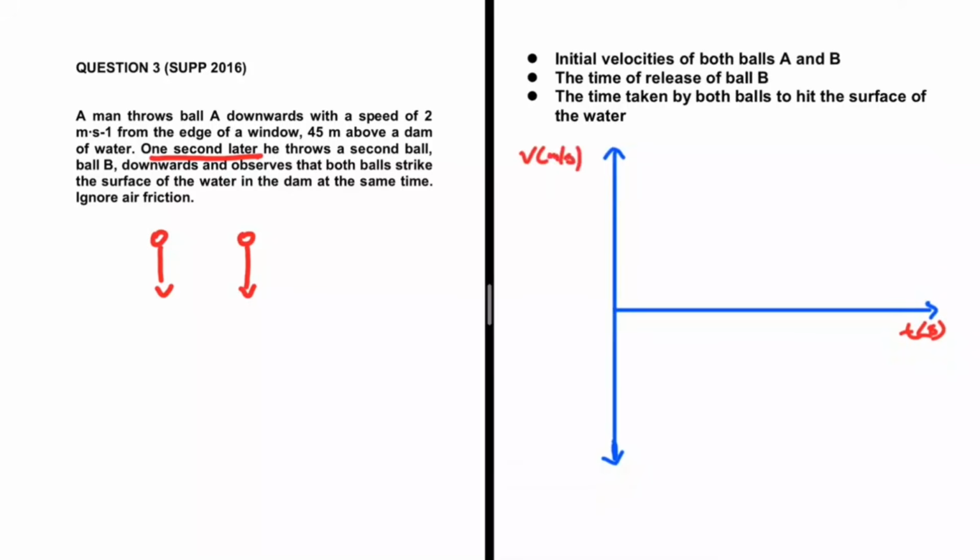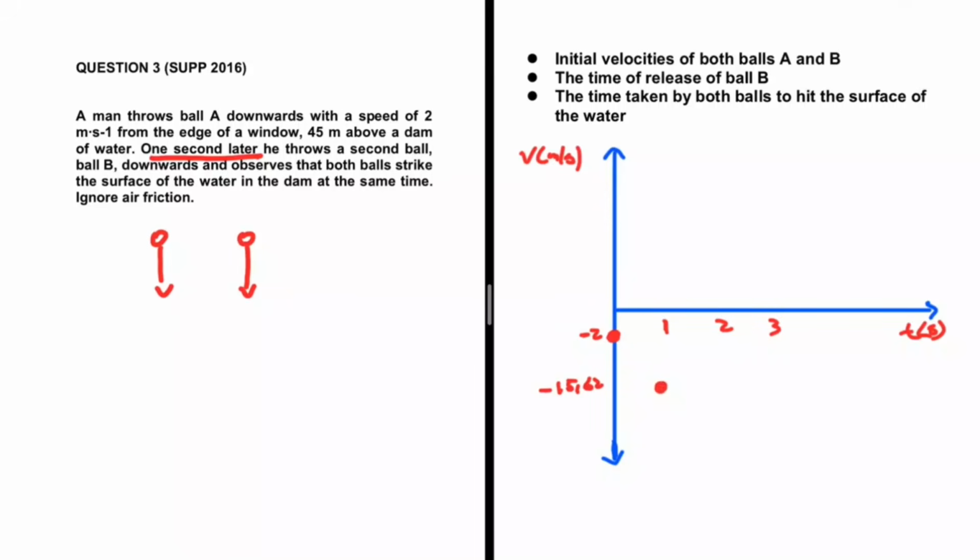Because ball A strikes the ground in 2.83 seconds, on the time axis we can have 1, 2, 3. The initial velocity for ball A is minus 2 meters per second. That is at t equals 0. So we have a coordinate right there. And for ball B, the initial velocity is 15.62 meters per second downwards. So let's go ahead and have minus 15.62. It is at t equals 1. So this is the first point for ball B.